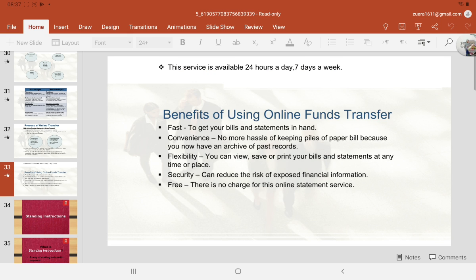Okay, so these are the other benefits of using online fund transfer. It's very fast and very convenient for the customer. It has a lot of flexibility. You can view and print your bank statement at any time, any place, and it is very secure, because you do not have to bring any cash payment to transfer the money, and they do not need any signature. It's very convenient, and it is also free. There are no charges for this online statement service.